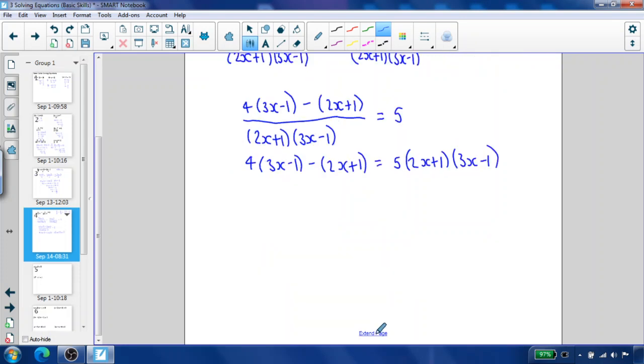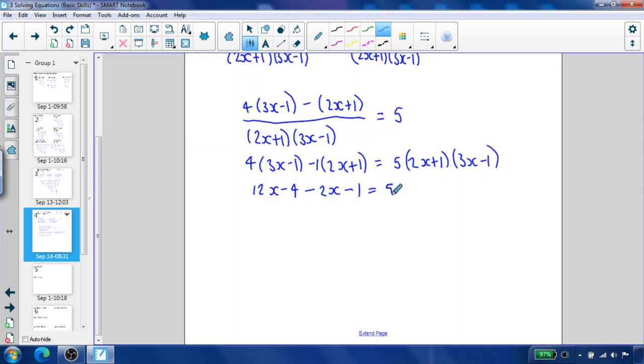Let's extend the page a little bit. So I'm going to expand everything out now. So I'm going to have 12x minus 4 minus, remember this is almost like a minus 1 here. So I'm doing minus 1 multiplied by 2x, which is minus 2x. And then minus 1 multiplied by 1, which is going to be minus 1. Be careful here. A lot of people will just keep that as a plus 1, especially if you've not written it in brackets.